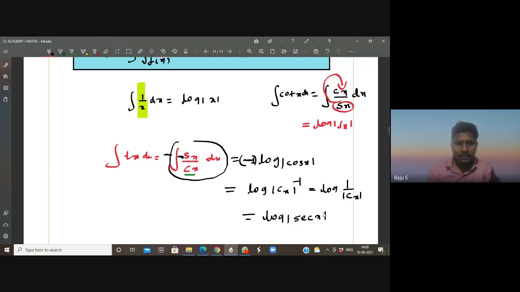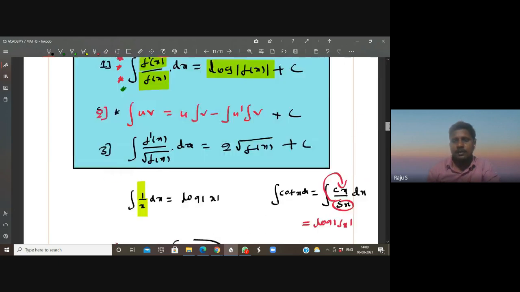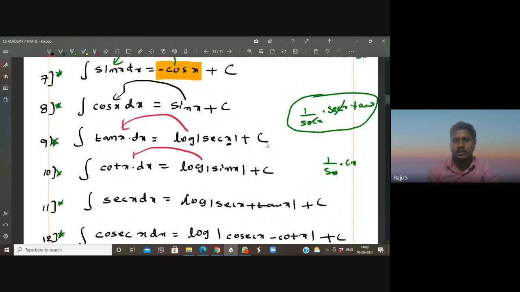Yes or no? Like that. So integral tan x is log mod secant x. This is the reason. This can also be written as minus log mod cos x. We can write two, three formulas.